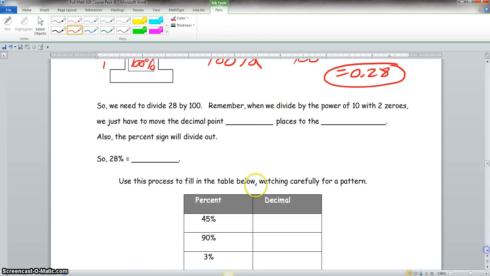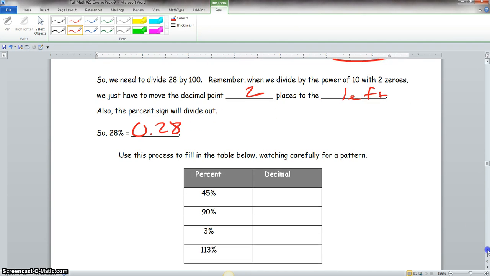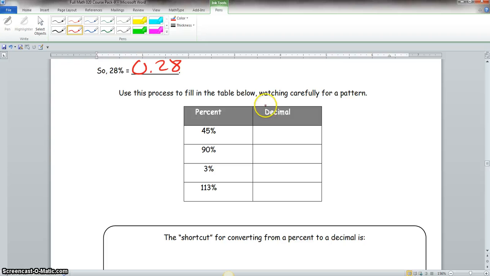It says here, so we need to divide 28 by 100. Remember, when we divide by a power of 10 with 2 zeros, we just have to move the decimal point 2 places to the left. Also, the percent sign would divide out, as we showed there. So 28% is 0.28. Now it says use this process to fill in the table below, watching carefully for a pattern.